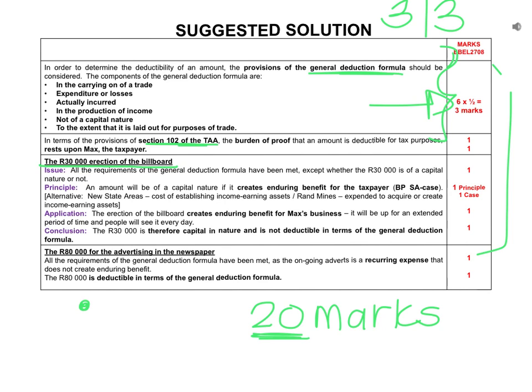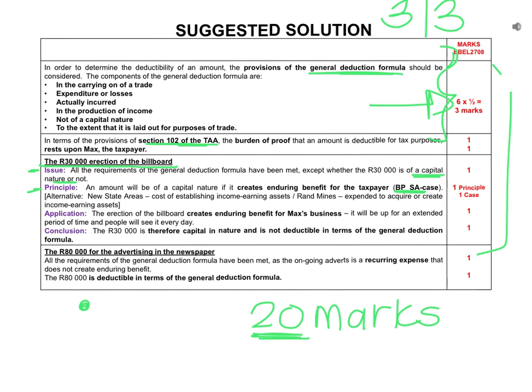Okay, firstly, what is the issue? For the billboard, all requirements of the general deduction formula have been met, except whether the 30,000 Rand is of a capital nature or not. Okay, so capital in nature, that's my issue. I've identified it. What is the principle, right? And this follows IPAC, or the Zorro method: issue, principle, application, conclusion. What is the principle? An amount will be capital in nature if it creates enduring benefit for the taxpayer. What is my court case for this? BP. You could also use New State Areas, saying the cost of establishing income earning assets, or Rand Mines, amounts expended to acquire or create income earning assets. Whichever ones, you'll get a mark for the principle and the court case.